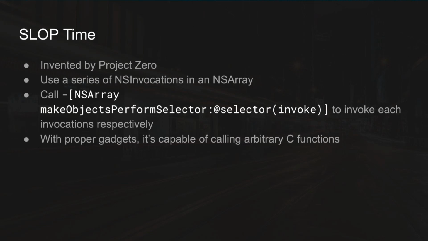So let's get into the SLOP time. This is an exploitation technique invented by Project Zero. It uses a series of NSInvocations in an NSArray. It calls NSArray makeObjectsPerformSelector: invoke to perform invocations respectively. So with proper gadgets, it's capable of calling arbitrary C functions.